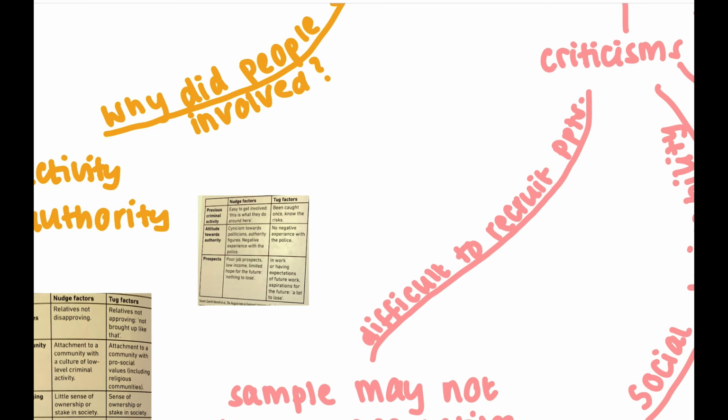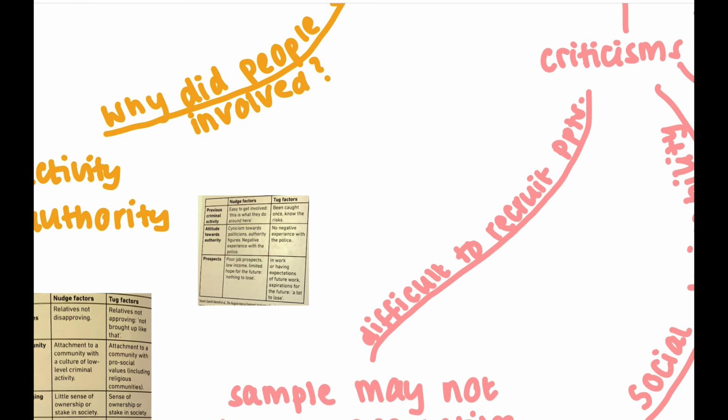The tug factor here would be having no negative experience with the police. So they didn't have any experience there, not really a reason for them to get involved. The final dispositional factor was the prospect of the person. If they had poor job prospects, they were on low income, they had limited hope for the future, they might have thought that they had nothing to lose. So they thought, I might as well get involved. It's not going to do me any harm.